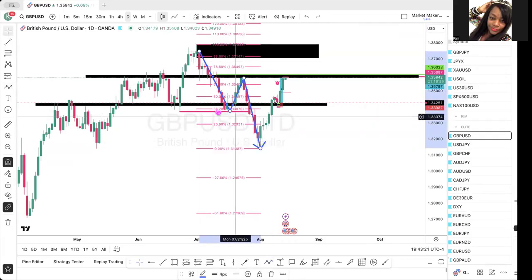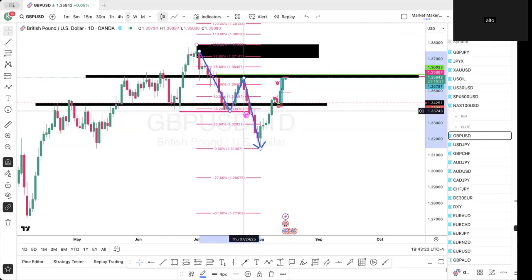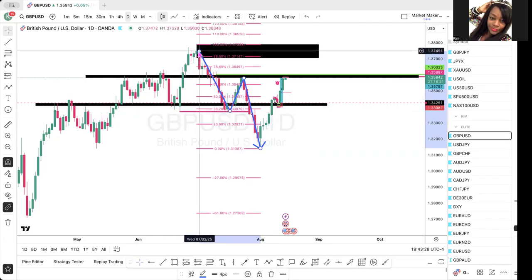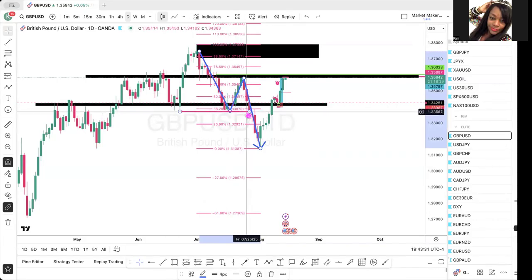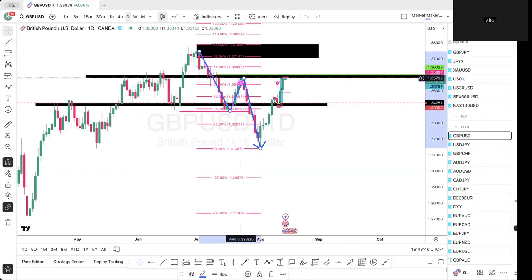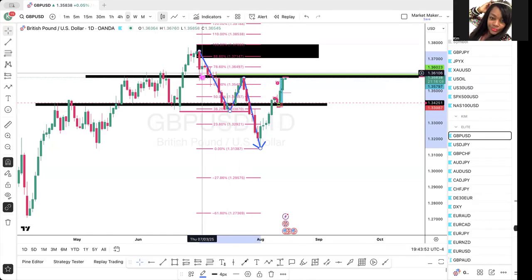Now, for me, price did not close below this low until right here. So everything from here to this close below is game for the sell. The reason why I'm looking for a sell is because, one, it's inside of this supply zone, and two, it's at one of my key levels right here, this black zone.